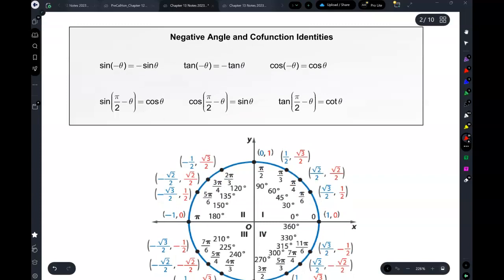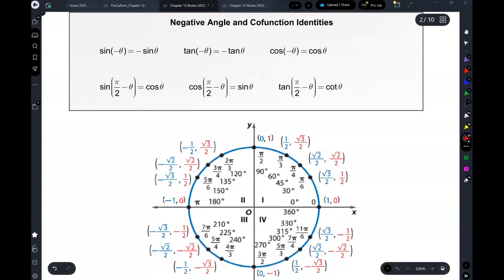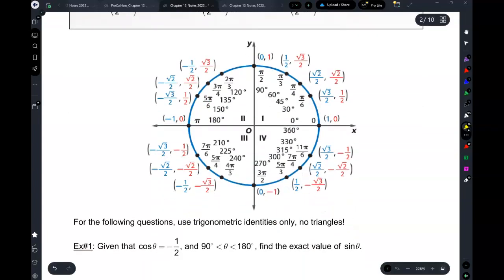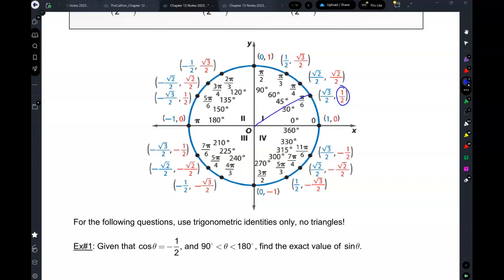Okay, we've got some other identities. The negative angles and the cofunction identities. Let's talk about negative angle identities. So let's talk about sine of negative theta. What does that mean? Let's see. Where is pi over 6? Right here. Now, what's sine of pi over 6? This number, correct? Because it's the y value. So how do you get to that point? You go up 1/2. So that's pi over 6.